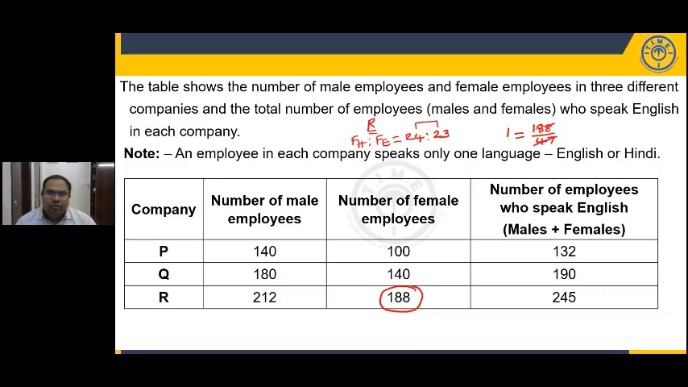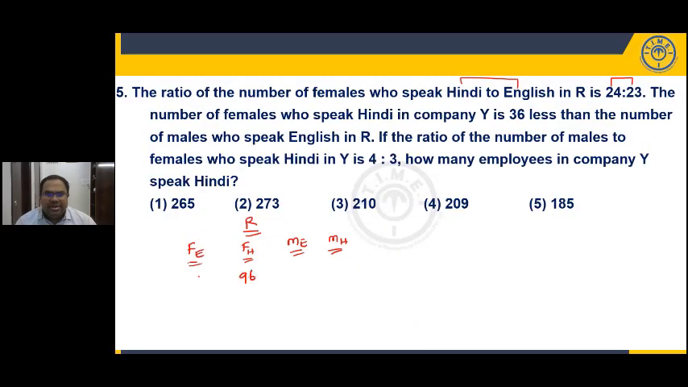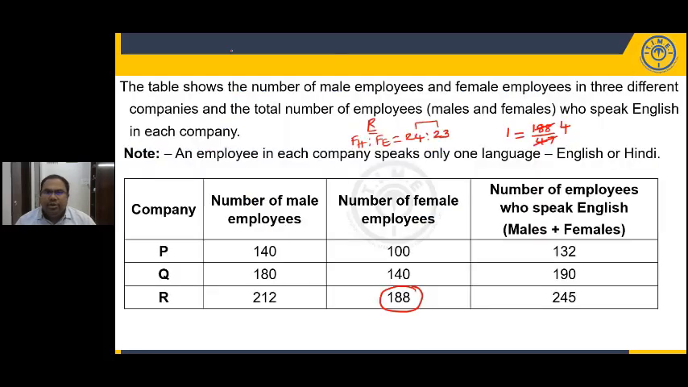How much? 4 times 1 part. So, it is 24 parts, 96. This is 23 parts, 92. Females Hindi 96. Females English 92. 188 total. See, you can also solve like this. Females Hindi 24 by 47 times 188. 47 goes 4 times. 24 into 4, 96. I am saying combined total 188, so add these two parts. It is 47. 188 by 47 is 4. So 1 part is 4. Females Hindi 24 parts, 24 into 4, 96. Females English 23 parts, 23 into 4, 92.